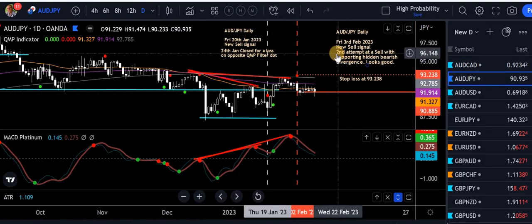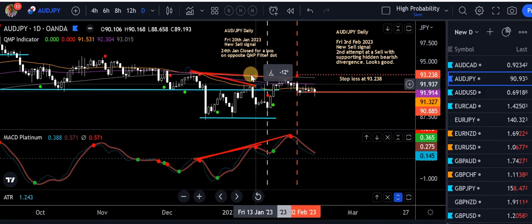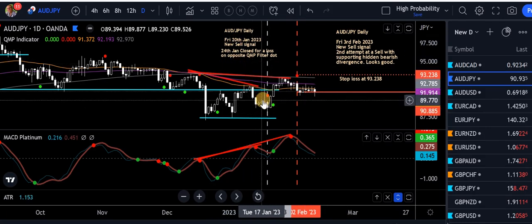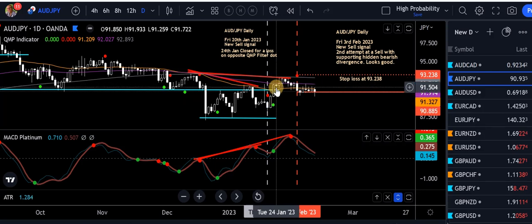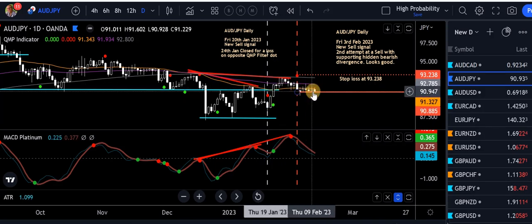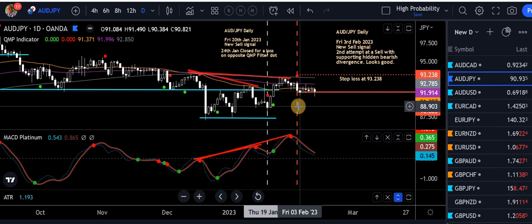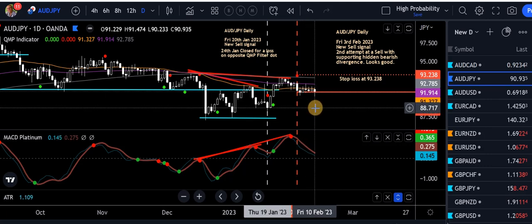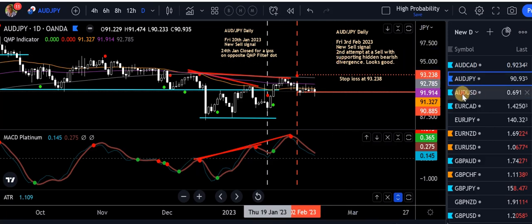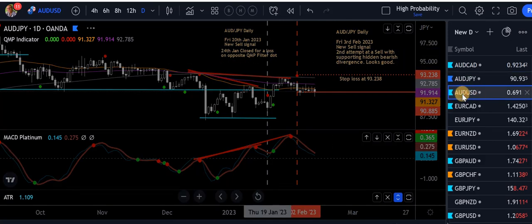Aussie Japanese yen, in a sell from the 3rd of Feb. It's my second dig at this one because the first one was a loser. Took the sell here, closed here before I got to the stop. This is my second one, and it's just going sideways. The yen was a bit up and down. Yes, I know on my lower time frame trading I got caught out on a few yen pairs where it spiked down. But it's going nowhere. So this sell is going nowhere. Aussie USD.